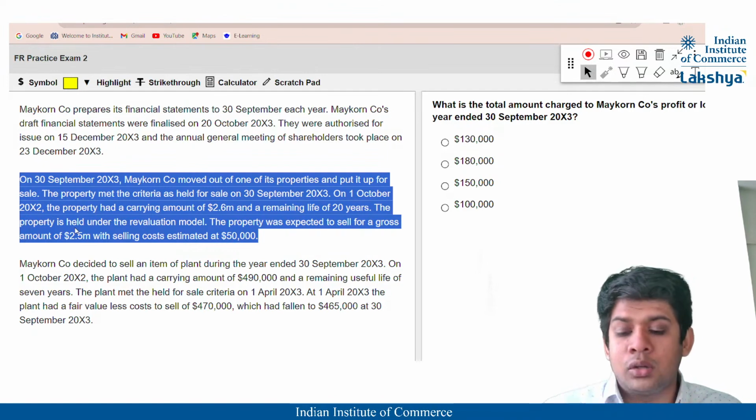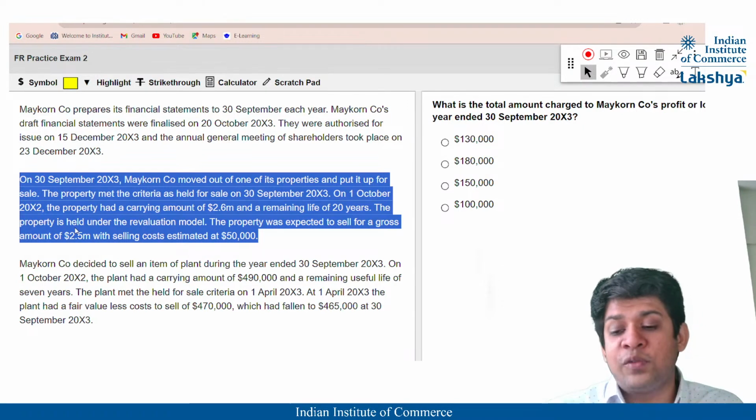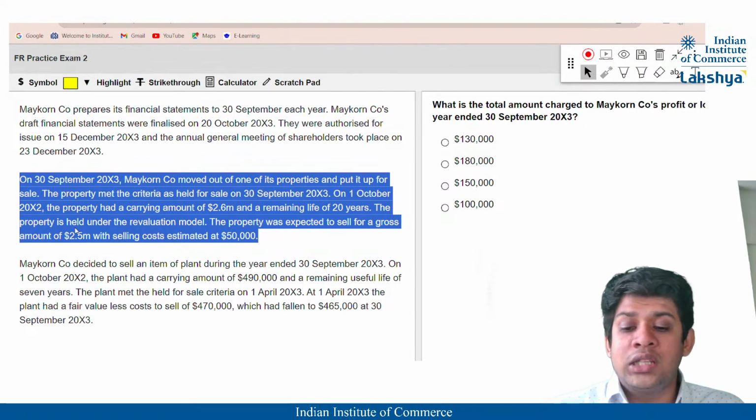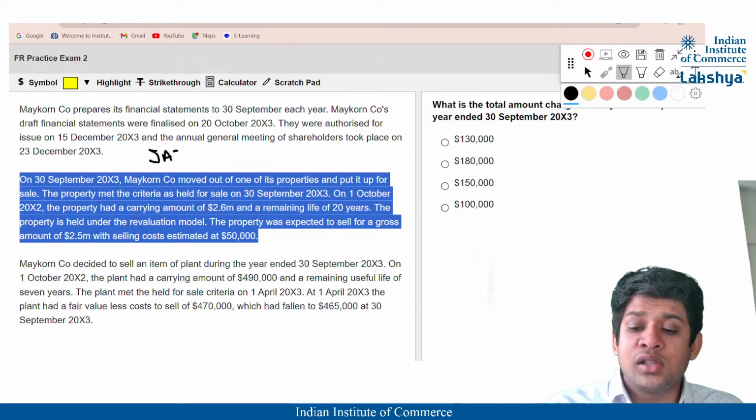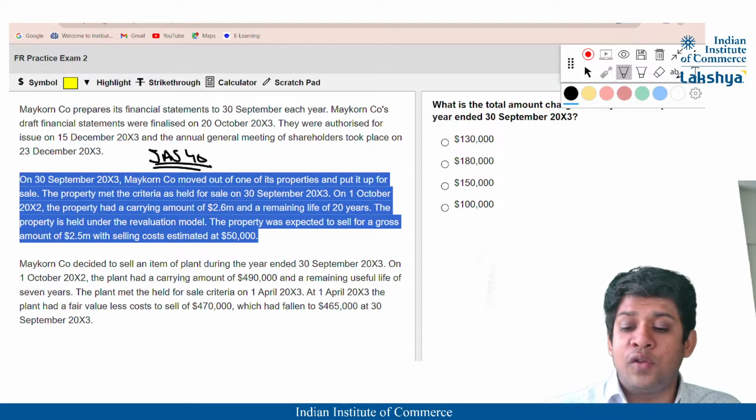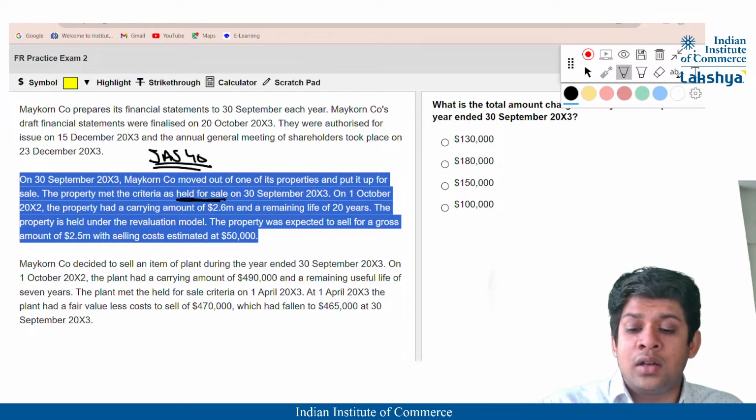On 30th September 2013, Macon Company moved out of one of its properties and put it up for sale. Okay. They moved out from one of its properties. That means from 30th September 2013 onwards, they are going to classify it under IAS 40. Right? Because they are using it for the purpose of held for sale. Correct? That is not an owner-occupied property. Okay, and that is on 30th September 2013.